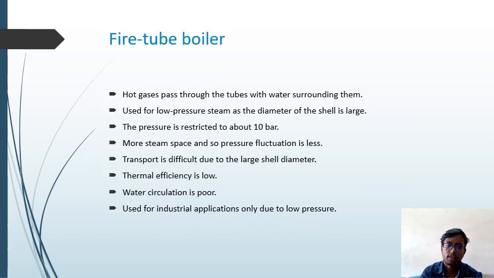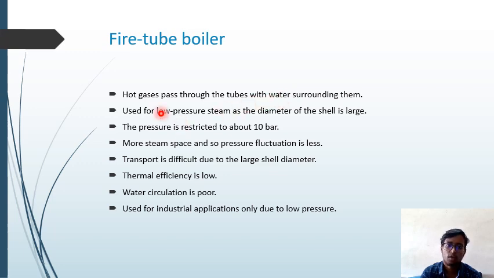In the upcoming two slides, we can see some important types of boilers, namely fire tube boiler and water tube boiler. Here, we can see the features of fire tube boiler. Hot gases pass through the tubes with water surrounding them, but in water tube boiler, we can see the similar case as I will differentiate it.